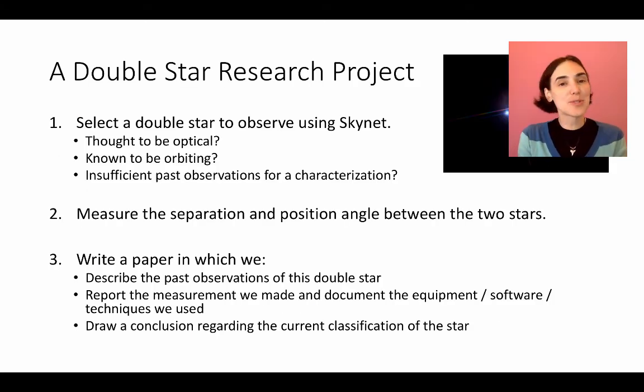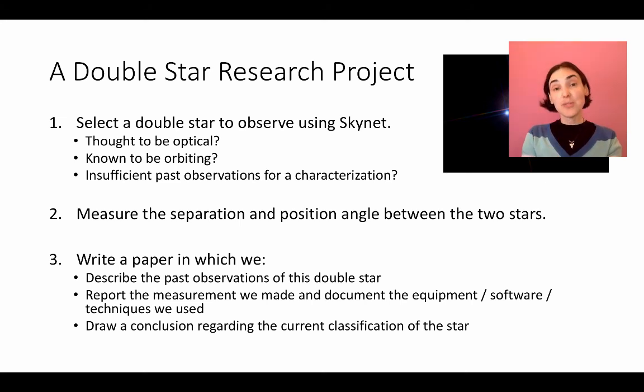So what are we going to do? We're going to find a double star system to observe. We'll take some images of it using Skynet. We might pick one that is thought to be what's called optical. So an optical double is two stars that are thought to not be orbiting. We might pick one that is known to be orbiting and see if our measurements agree with the orbit that has been plotted. We might pick one that doesn't have enough past observations for it to yet be characterized as orbiting or not orbiting. So we could go any of these directions.